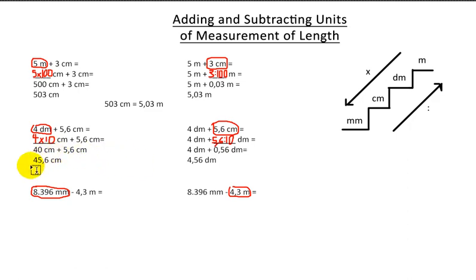Again, these two are the same thing. 45.6 centimeters is equal to 4.56 decimeters. If I asked you to turn this into decimeters, you'd get this. And if I asked you to turn this into centimeters, you'd get this. So they're the same. Okay, great.